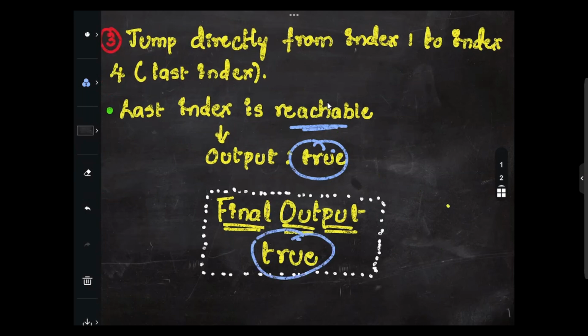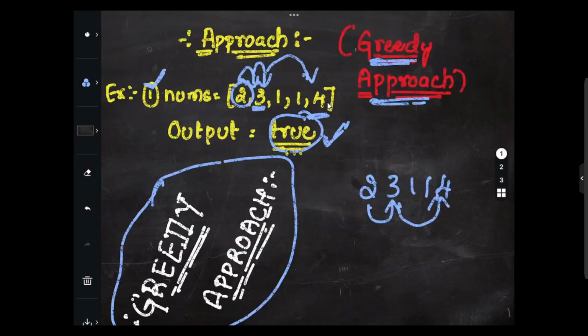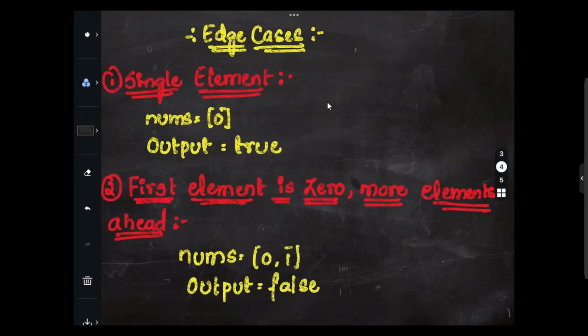So the output that we got here is true, which is equivalent to the output that they have given for the first example. So in this case the approach works absolutely correctly. As we are now familiar with the approach, let's quickly discuss the edge cases.